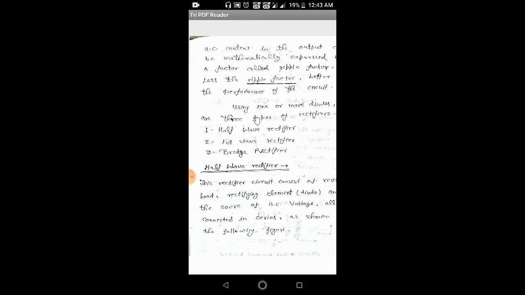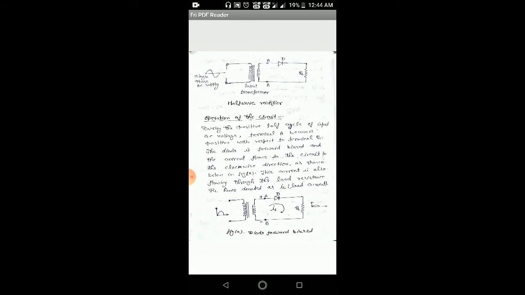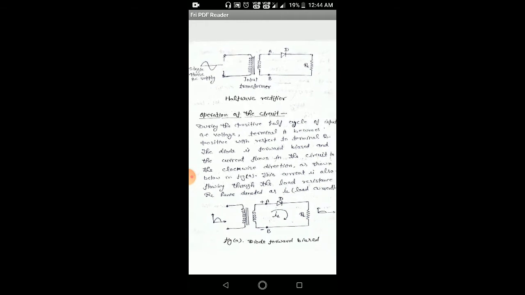Using one or more diodes, there are three types of rectifiers: half wave rectifier, full wave rectifier, and bridge rectifier. So first we will discuss the half wave rectifier. This rectifier circuit consists of a resistive load, a rectifying element, a diode, and the source of AC voltage, all connected in series as shown in this figure. This is the circuit of the half wave rectifier.